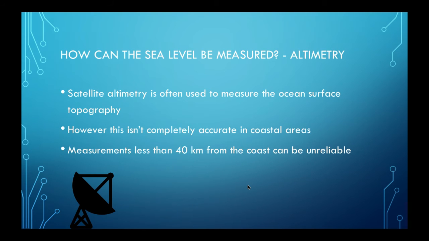How can the sea level be measured? Satellite altimetry measures the time taken for a pulse of electromagnetic radiation to travel from the satellite to the sea surface and back to the satellite, so a radar altimeter can map the topography of the ocean surface. However, there is a major limitation of altimetry, and that is the contamination of the signal in coastal regions, where the radar pulse will also be partly reflected by the land. So actually, if you're closer than 40 kilometres to the coast, satellite altimetry can be unreliable.